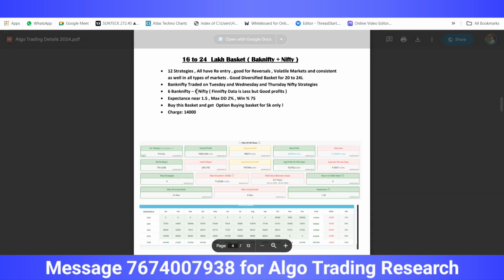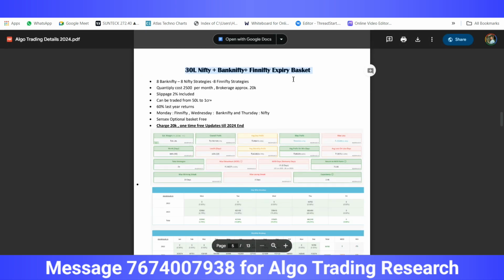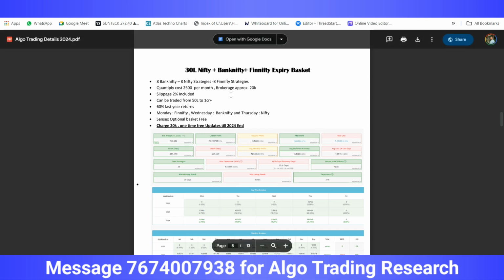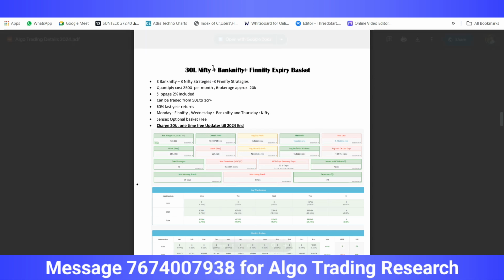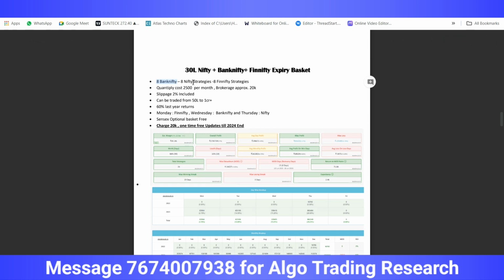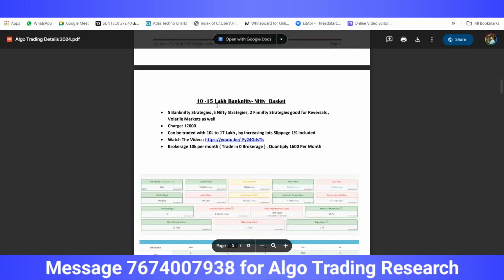But let us see the 30 lakh Nifty, Bank Nifty and Fin Nifty expiry basket. It has 8 Bank Nifty, 8 Nifty, and 8 Fin Nifty strategies. All of the strategies have one re-entry. So there are 24 strategies in total, and this is only an expiry based basket. I'm just explaining what this means. On the Bank Nifty expiry day, we trade only Bank Nifty. On Thursday, we trade only Nifty, and on Tuesday, we trade only Fin Nifty. This is the 10 to 15 lakh Bank Nifty basket.